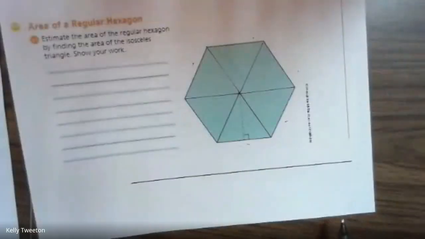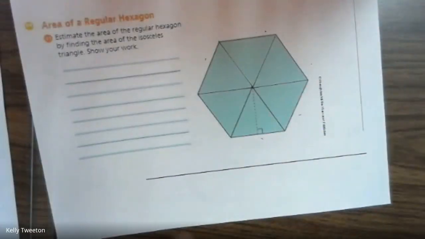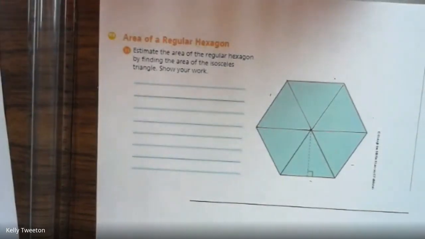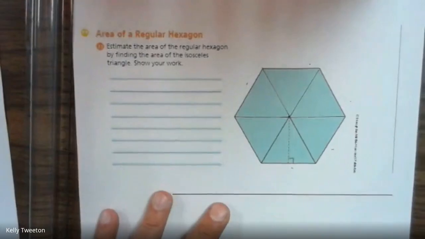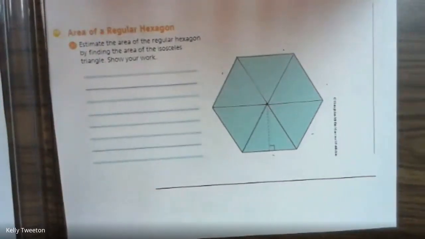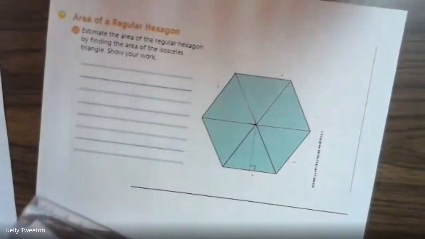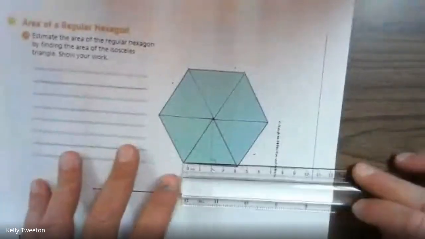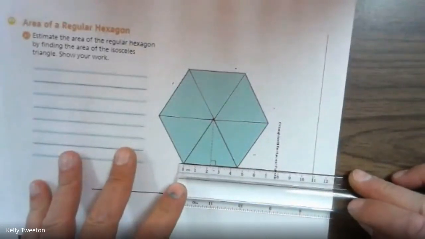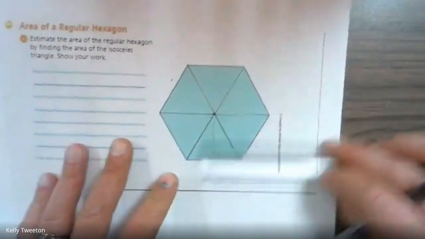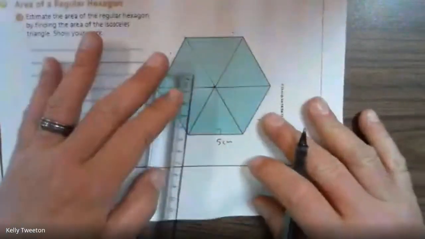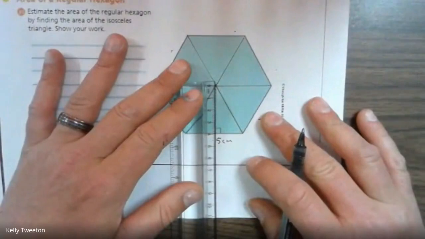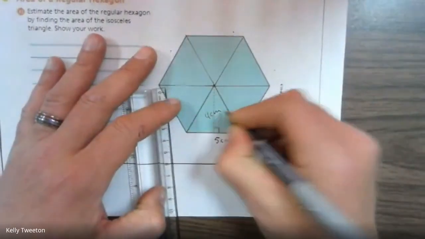There is my beautiful hexagon. Estimate the area of the regular hexagon by finding the area of the isosceles triangle. Estimate, they say. Okay, so if I'm going to estimate, let's see. Well, this on mine says 4.5, so let's go and say it's 5 centimeters. The height for mine is close to 4. I'm going to say 4 centimeters.